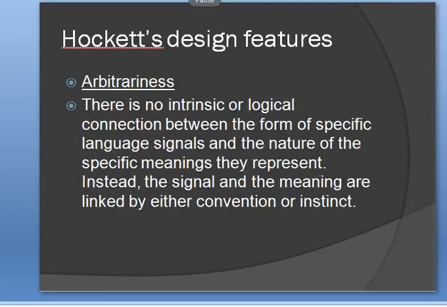Arbitrariness. This is the next design feature of Hockett. Arbitrariness. What does it mean? This means that there is no intrinsic or logical connection between the form of a specific language signal and the nature of the specific meaning it represents. Right? It means the word has no logical connection with the object for which the word is used.